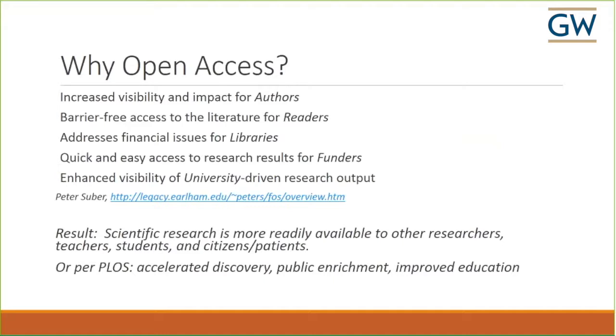It's said to be good for libraries because we have ever-increasing subscription costs, and this helps to deal with that. Funders like it because their research gets out to the public faster. They get to see the results of what they funded more quickly. And universities like it because they can draw a broader research profile and push it out there. So the result should be scientific research is more readily available to other researchers, teachers, students, and citizens slash patients. I like the way PLOS put it. It's accelerated discovery, public enrichment, improved education. So these are the benefits and the reasons behind it.